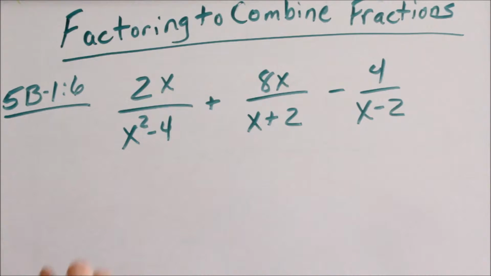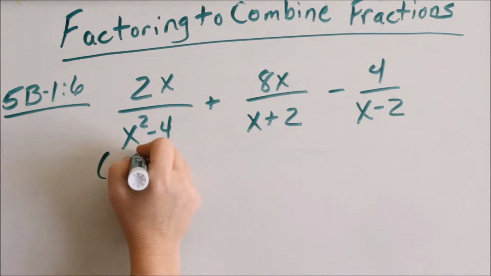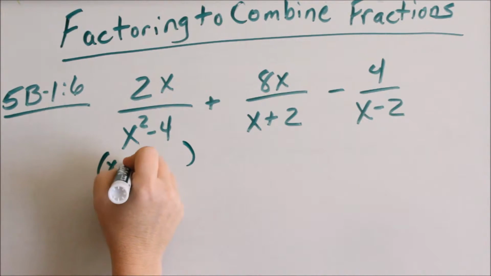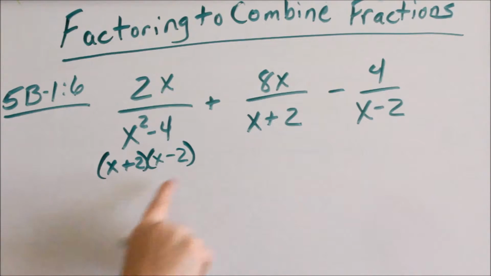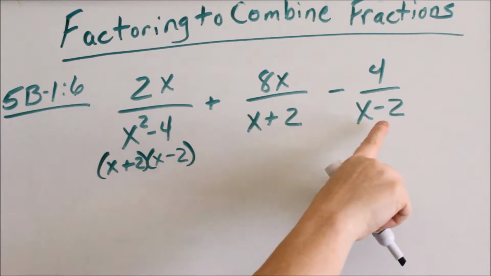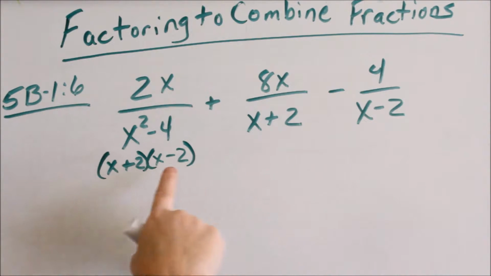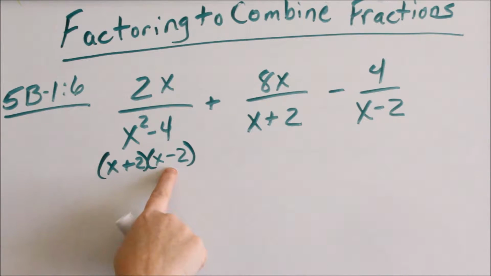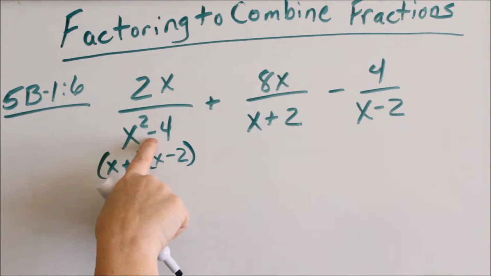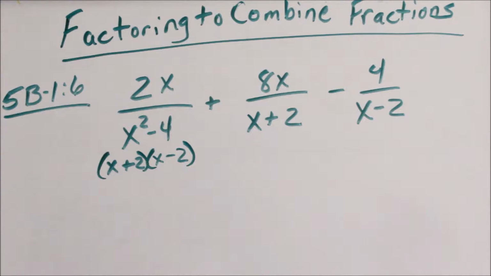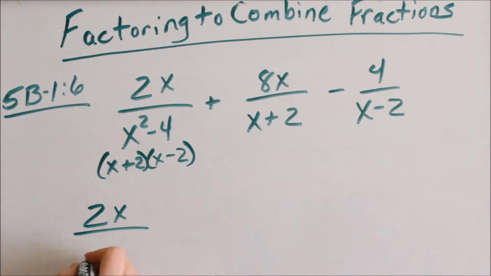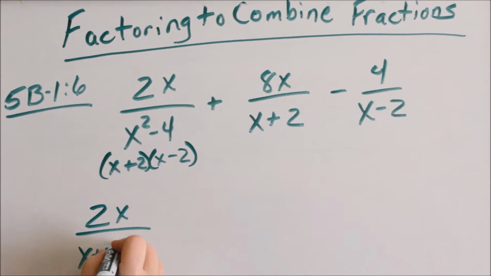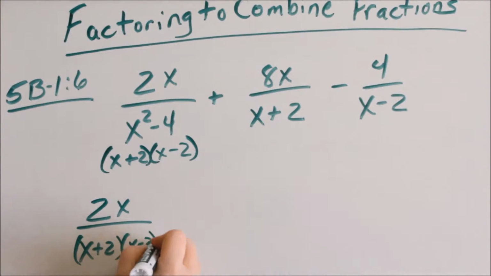X squared minus 4, difference of two squares. It factors into x plus 2, x minus 2. So you can see this has an x plus 2, this one has an x minus 2. So our common denominator needs to be both of those parentheses multiplied together. So this first fraction already has that common denominator. So that one doesn't need to change. So I'm just going to rewrite it as 2x over x plus 2, x minus 2.